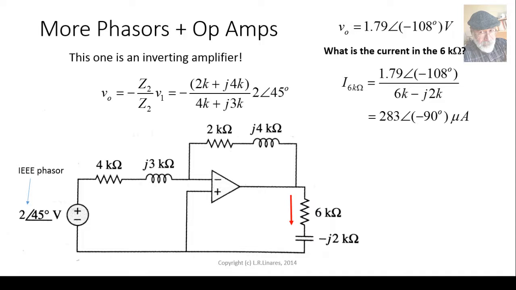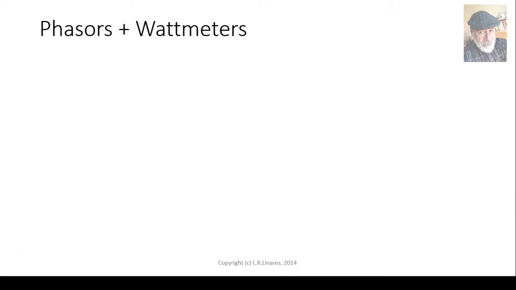Why did we want that? Oh, so we could square the RMS value of that current, 283 microamps, and multiply that times 6 kilo ohms, the resistor. That's how we find that the active power in that 6 kilo ohm load resistor is 480 microwatts. And that is that.